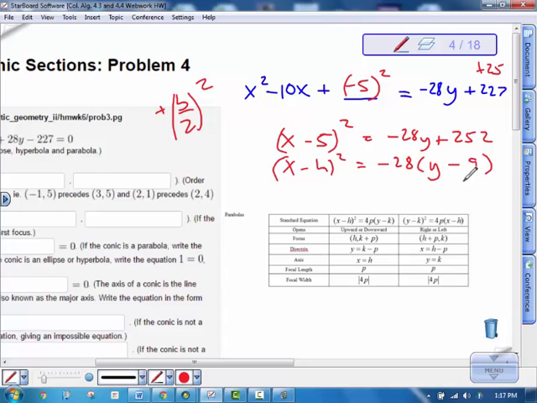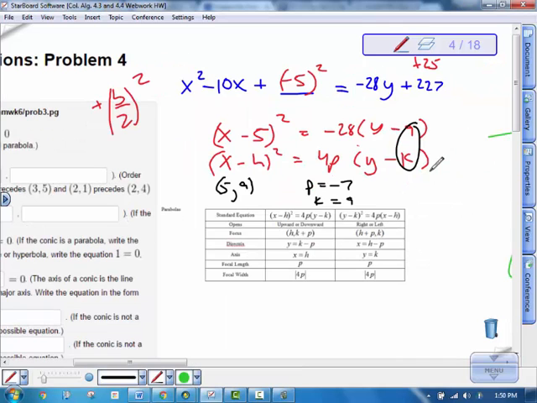Now I'll write that up above here. So this is y minus 9. And compare it to standard form, which would be 4p times (y minus k). So k is 9, p is negative 7, and h is 5. So the vertex is at (5, 9), and p is negative 7.